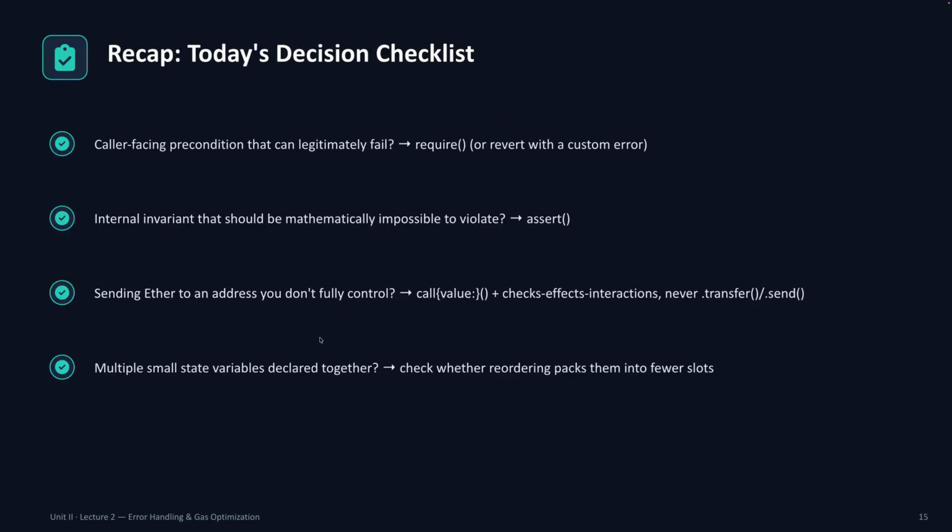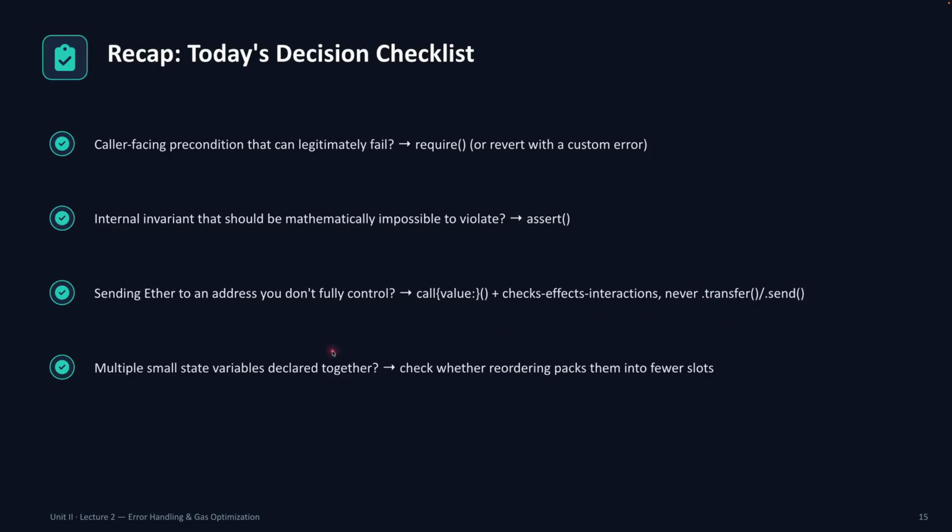Let us recap today's decision checklist. Whenever there is a precondition that fails, how can you inform the caller about that? In that case, make use of require or revert with a custom error. Whenever there is an internal invariant that should always be true, make use of assert. Whenever you are sending ether to an address you don't fully control, make use of call and follow the checks-effects-interactions pattern, and never use transfer or send directly.